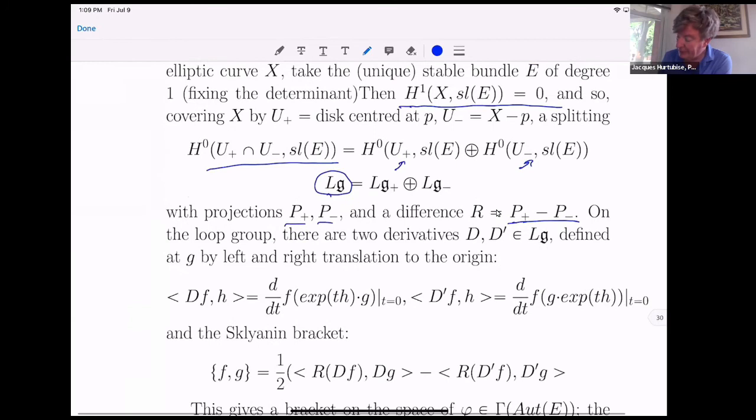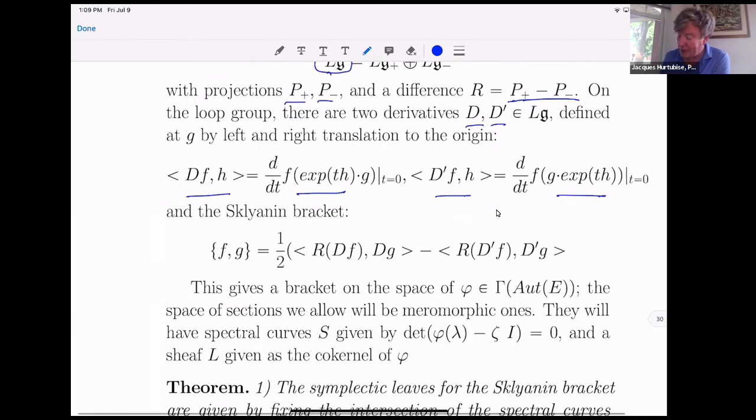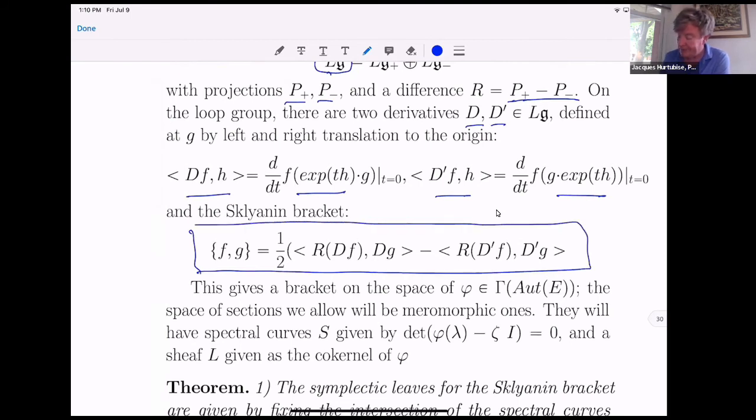And on the loop group, you're finding there's a left and right derivative. So you can either take left translation to the origin or right translation. So you can do this or you can do that. And the Sklyanin bracket is basically this expression of two functions. So it gives you a Poisson bracket.